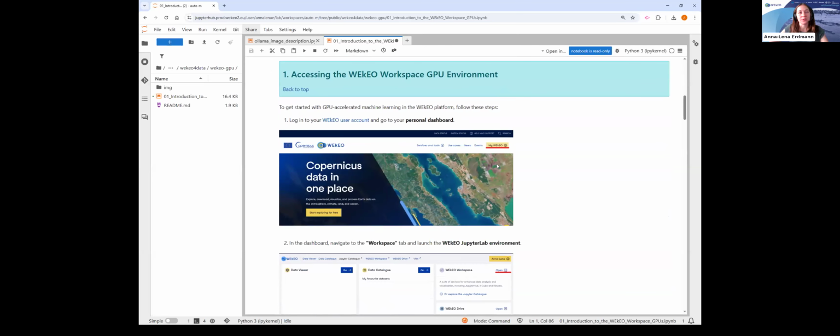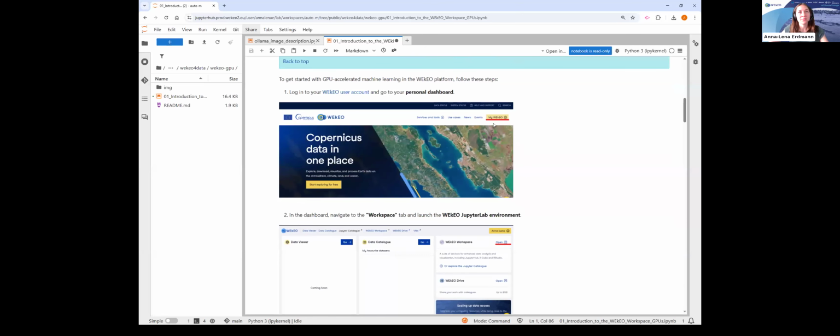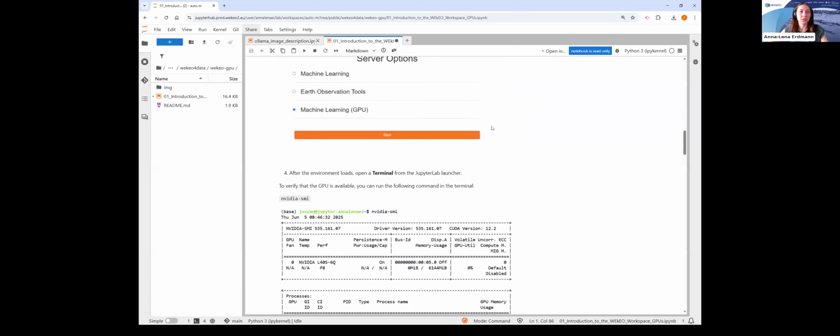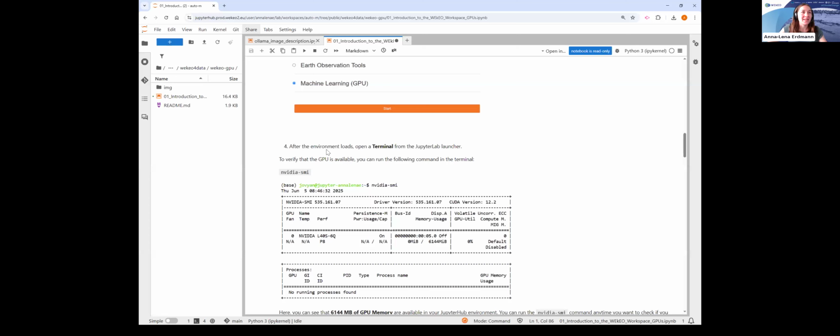It first introduces how to access the GPU environment that I already explained, so I can just jump over that.